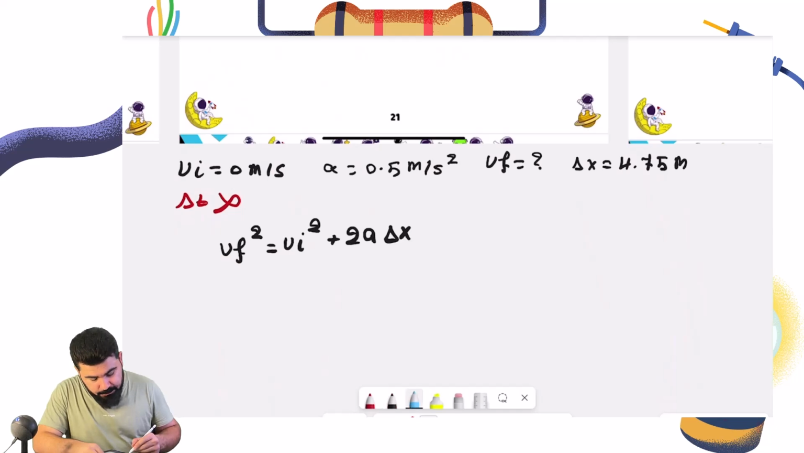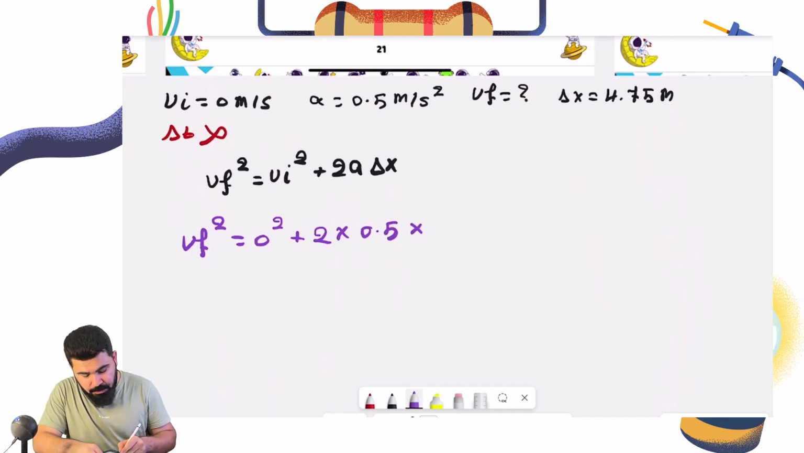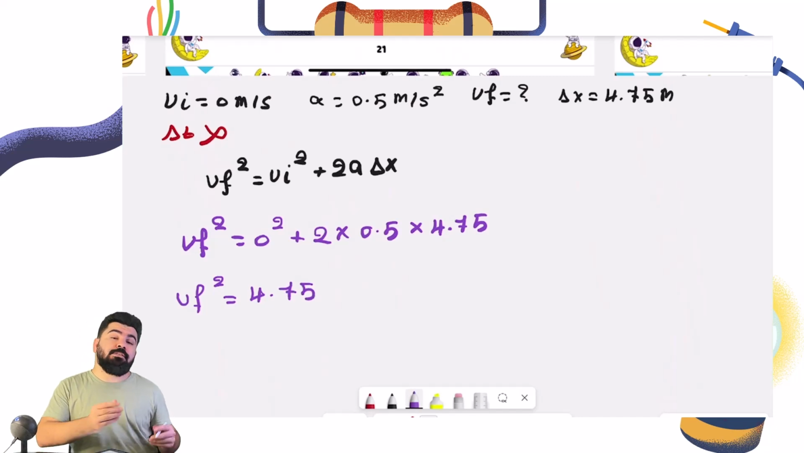Okay, let's solve this. We're going to say what? We're going to say V final squared is equal to V initial squared, which is equal to 0, so 0 squared, plus 2 times acceleration, which is equal to 0.5, so 0.5 times delta x, which is equal to 4.75. V final squared is equal to what? It is equal to 4.75. Is this the result?